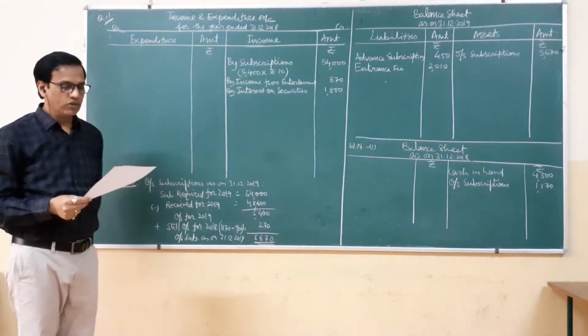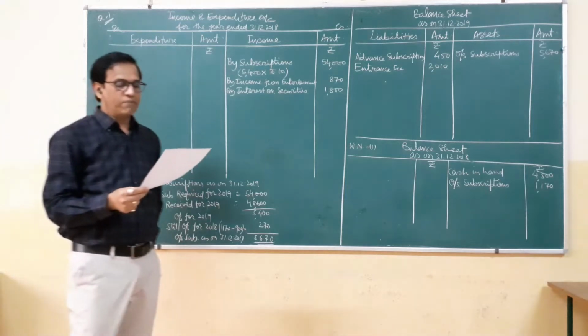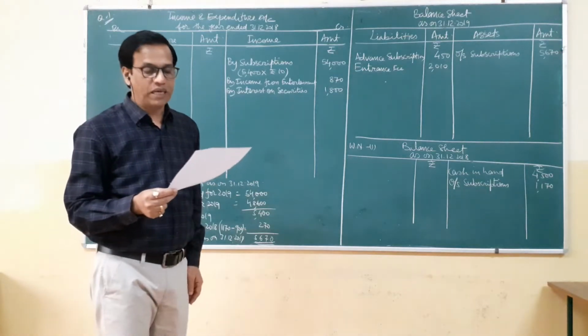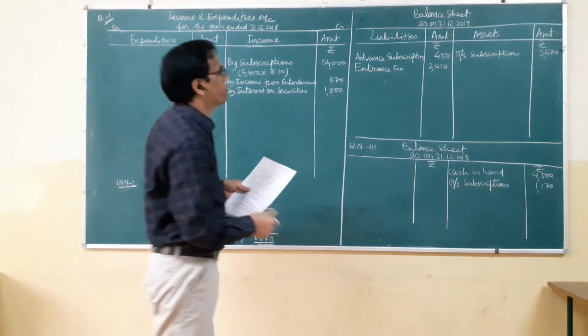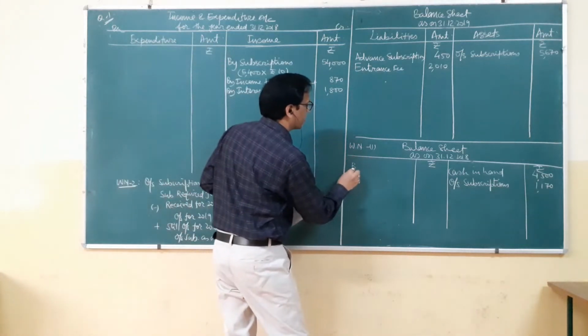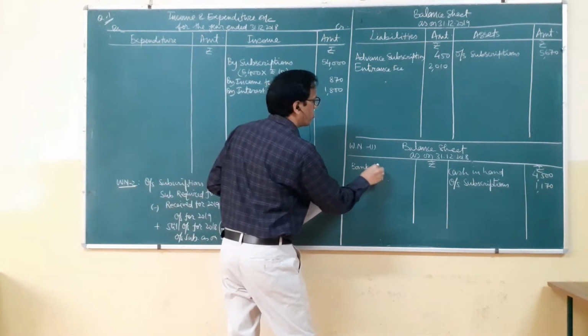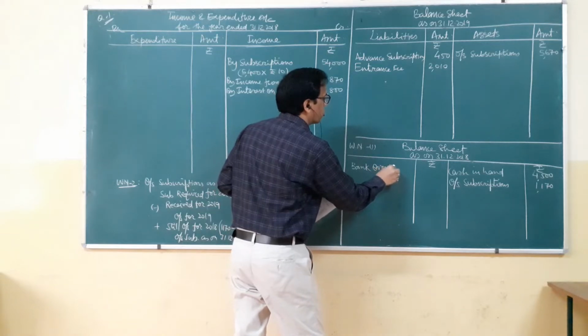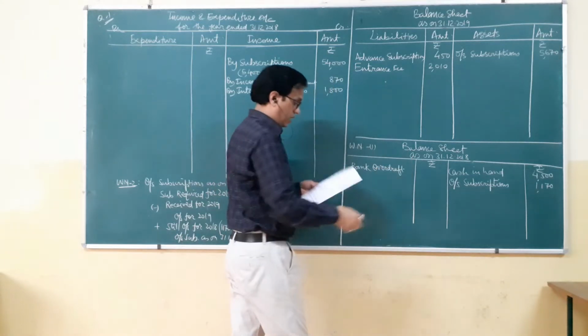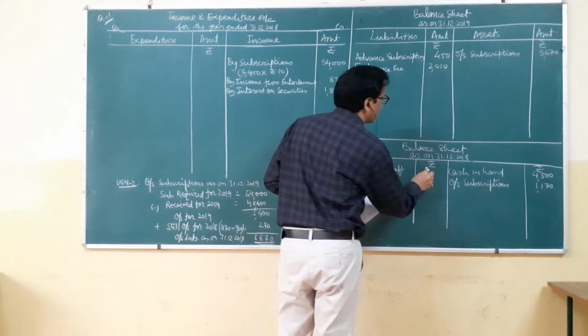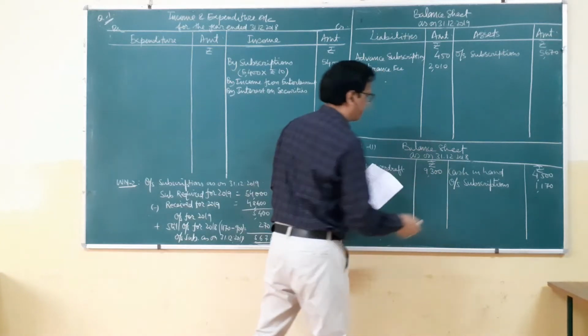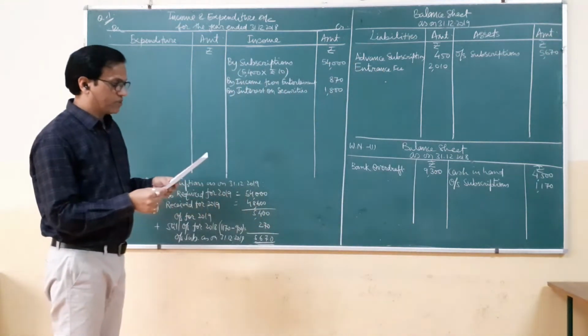Then next, on the credit side, we are given by balance brought down, bank overdraft. So this bank overdraft opening we write here on the liability side of the opening balance sheet. Overdraft. It is 9,300.